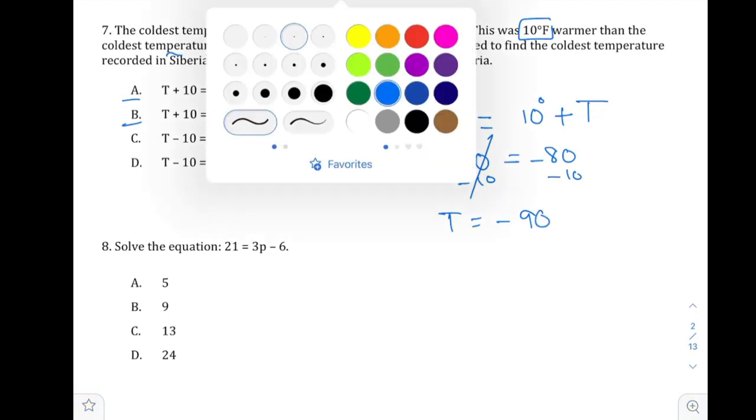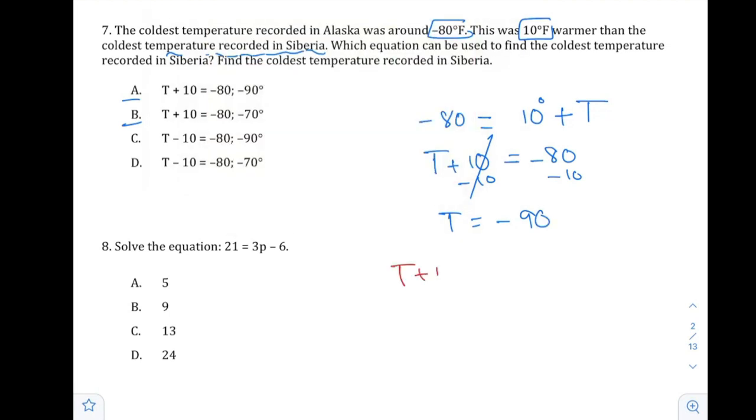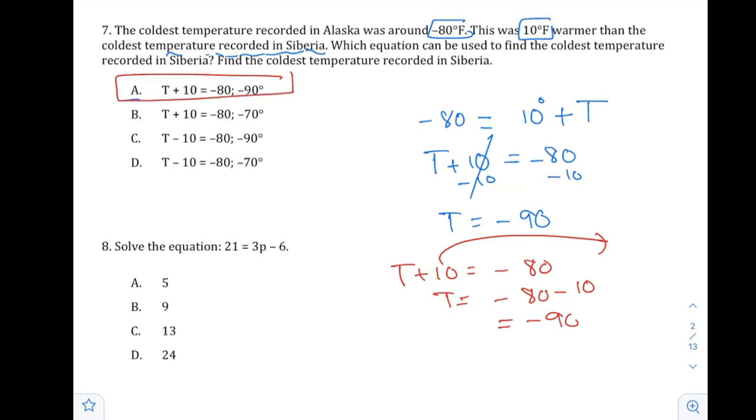Or in other words, if you have t plus 10 is equal to minus 80, shift the 10 to the other side, reverse the sign. So it is negative 80 minus 10, which is negative 90. So in all cases, you have this as a final answer. Let's erase one of the possible ways to solve.